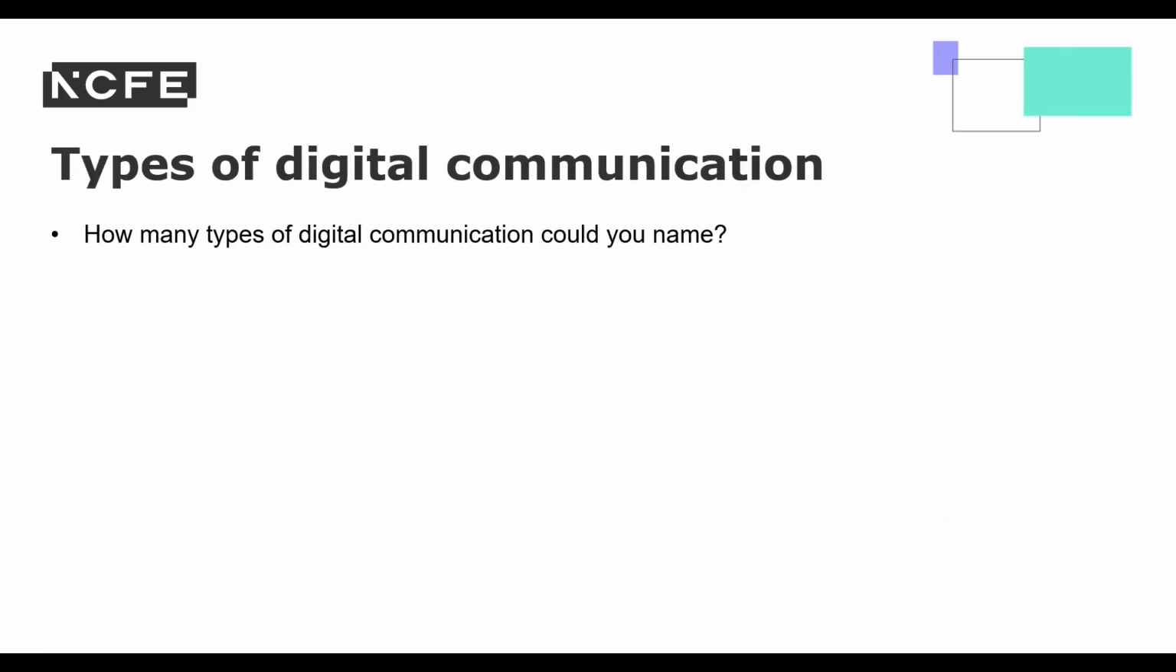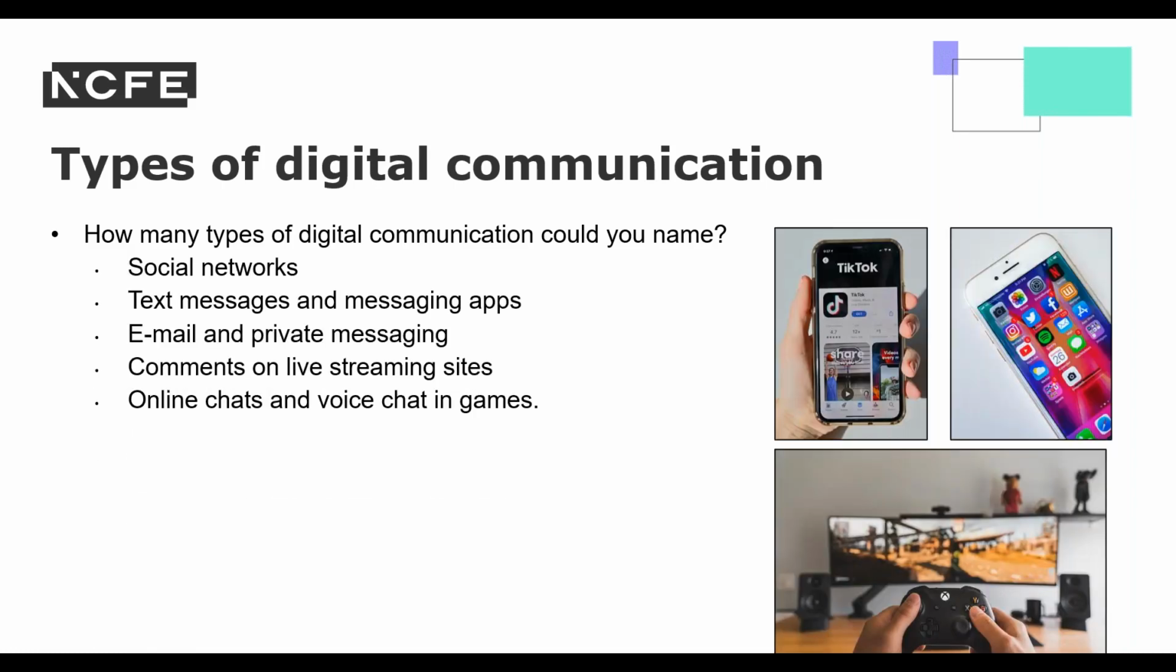So if we move on now to look at the types of digital communication, consider for a moment the various types of digital communication that you may have access to or the children may have access to in your setting. You may have mentioned some of these: social networks, text messages, messaging apps, email, private messaging, online chats, comments on live streaming sites, voice chat games, which is a very common one. And there are so many within schools that we use as well now that offer that through literacy and numeracy. So it is so important for us to be aware of these.